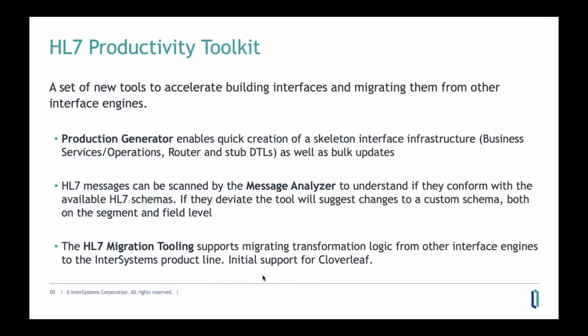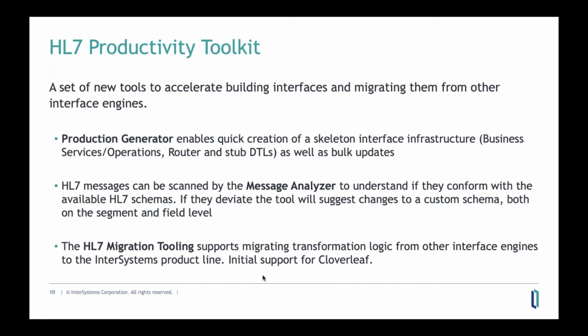Now, for HL7, this is targeting primarily our healthcare customers. We will release in 2020.1 an HL7 productivity toolkit that enables HL7 developers to build and migrate their interfaces faster. The HL7 production generator is intended to take input from the customer and update a production with the appropriate entries. So the generator is not a full interface development tool, but it really provides a way to jumpstart that interface development process.